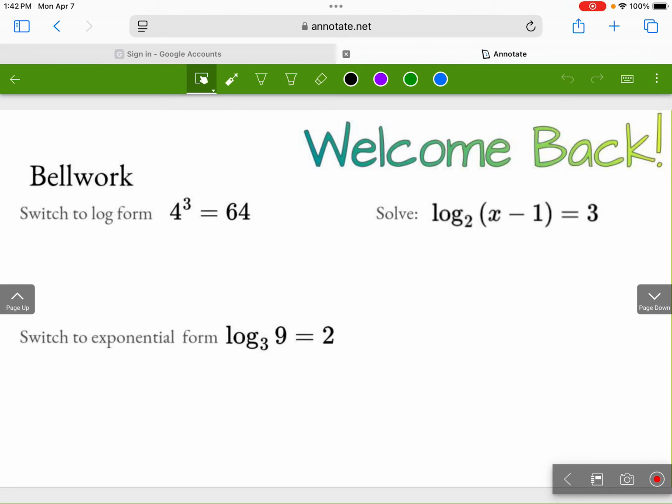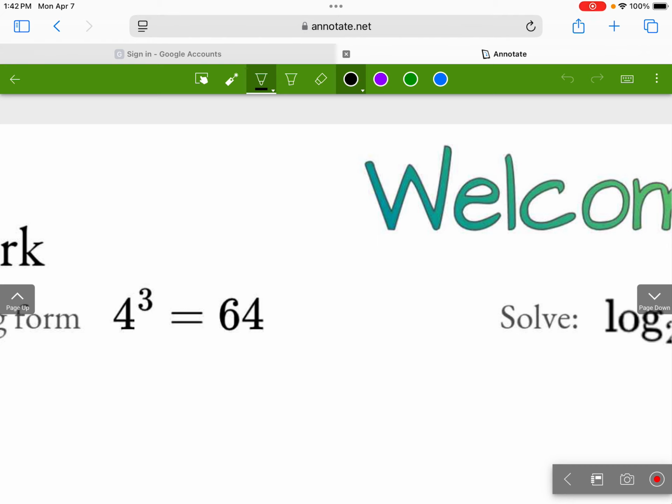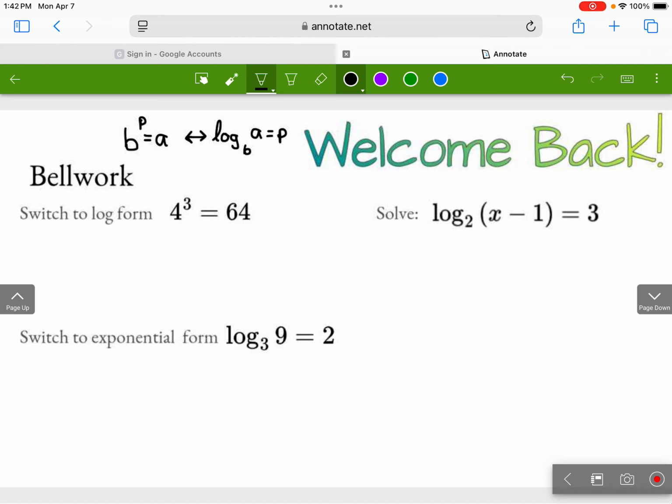All right, so I'm gonna put up here kind of our basic thing that we're gonna need for today. Our BPA, log base B of A equals P. This guy, our BPA log BAP. We're gonna use this for all three of these things up here. So look at this for a second and see if that helps you figure out what's going on here and what we can do from here.